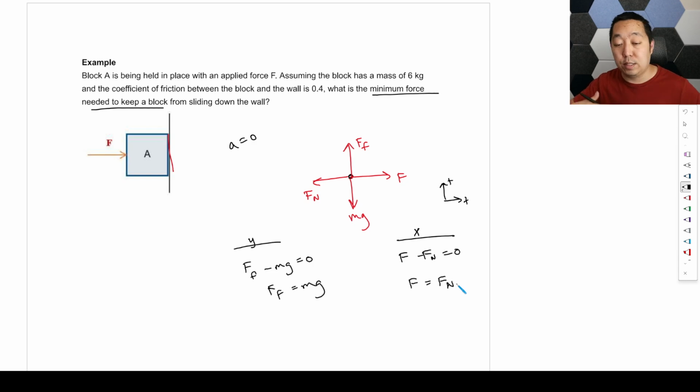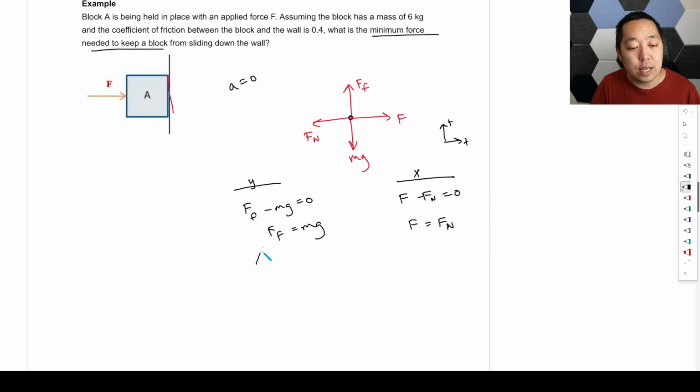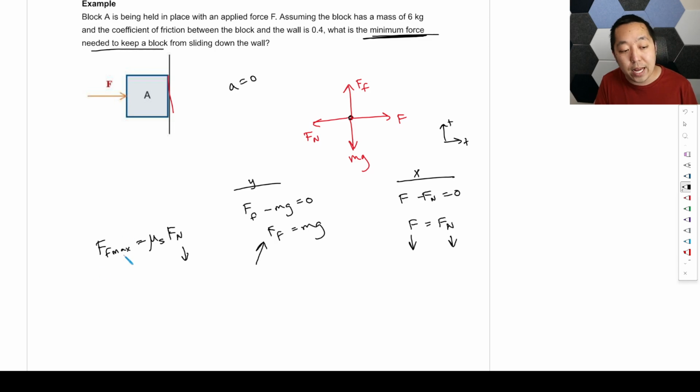So standard process, I'm just going a bit faster because by now, hopefully you understand the problem-solving process when it comes to forces. Now, because it's the minimum F needed, what happens when I make F smaller and smaller is the normal force will get smaller and smaller. And the maximum frictional force is mu times the normal force. So if I shrink this, the maximum static frictional force will go down, and eventually it will be smaller than mg. So mg will then pull it down more.